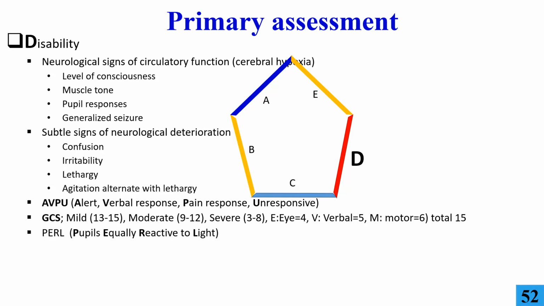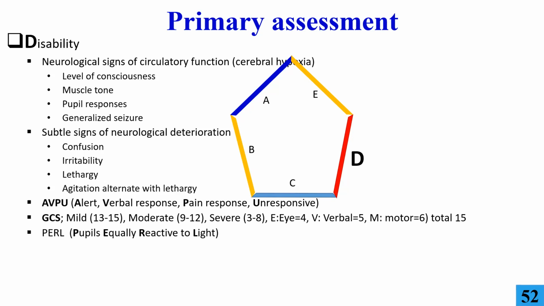Okay, so AVPU is the alertness. V stands for verbal response, P stands for pain response, and U is for unresponsive. Okay, so it's very important that you use AVPU instead of GCS, the Glasgow Coma Scale. And the Glasgow Coma Scale is a scale out of 15.